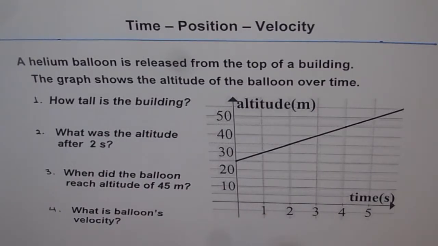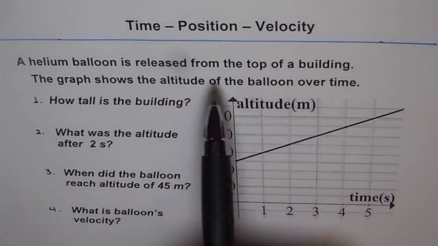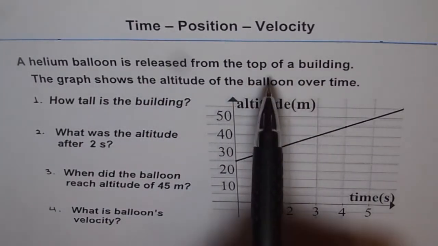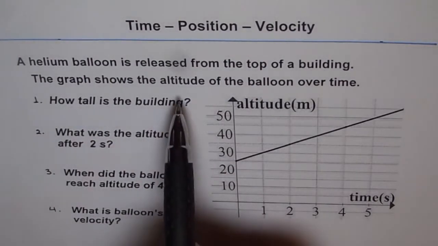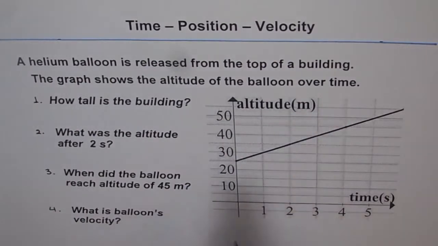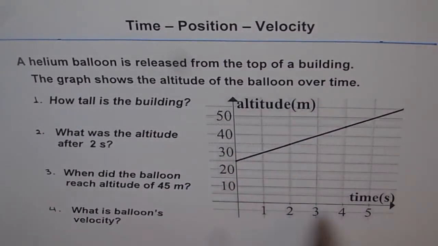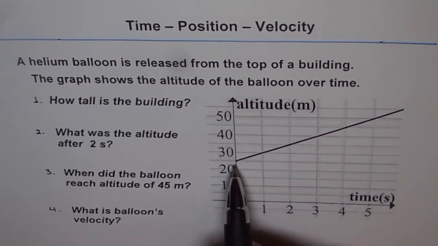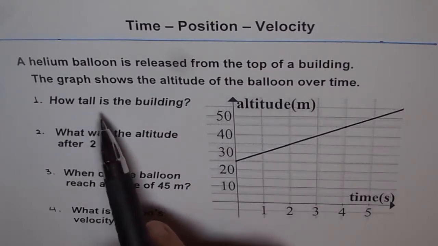So in this graph, what are we showing? We are showing a helium balloon released from the top of the building. So the starting point is the top of the building, correct? The graph shows the altitude, meaning the height of the balloon, over time after it is released from the top of the building, right? So the answer for question number 1: how tall is the building?